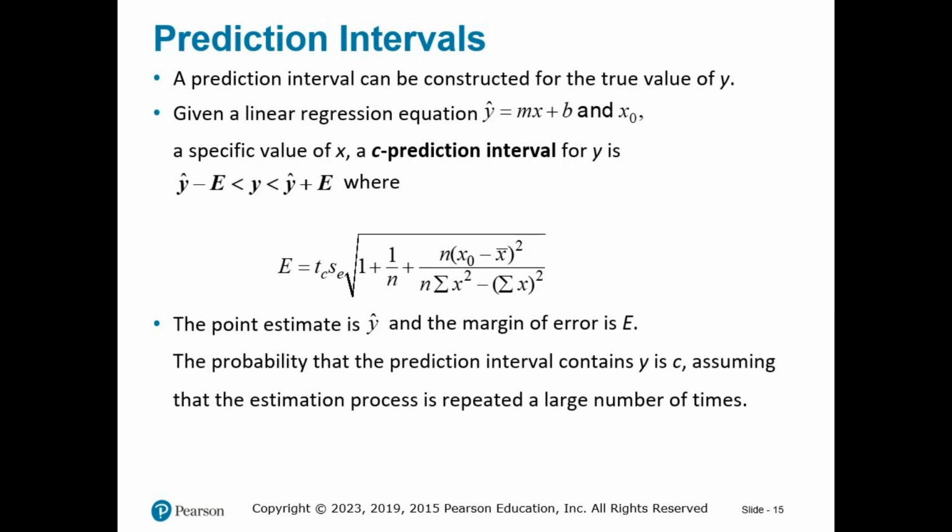Now remember, y hat is the point estimate, E is our margin of error, C is the level of confidence. It's also the probability that the prediction interval contains the true y value. And again, as usual, this all assumes that the estimation process is repeated a large number of times. Okay, let's go through one.